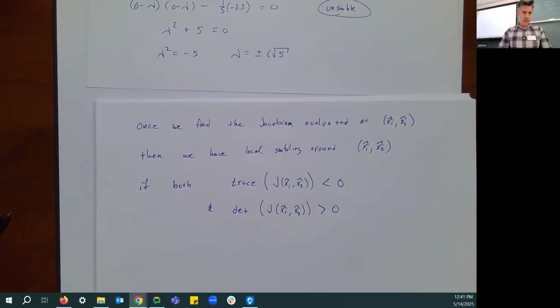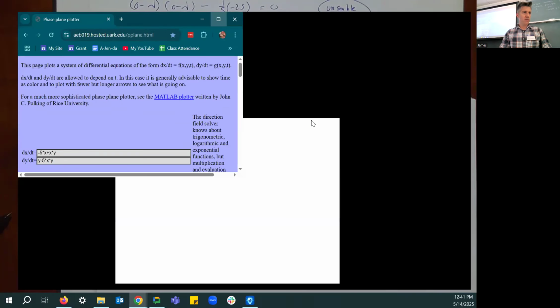And then down here we have x2 minus 5 times x1 times x2. Oops, I didn't type it in though. Sorry, let's try that again. y minus 5 times x times y. Let's see if that works. Ooh, yeah, that looks bonkers. So here's what it looks like.